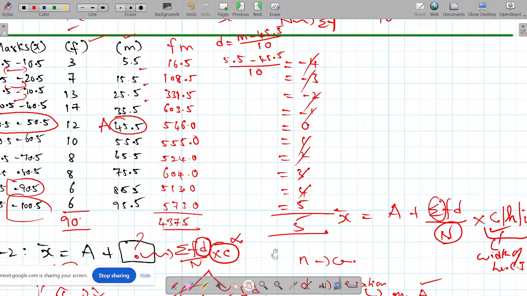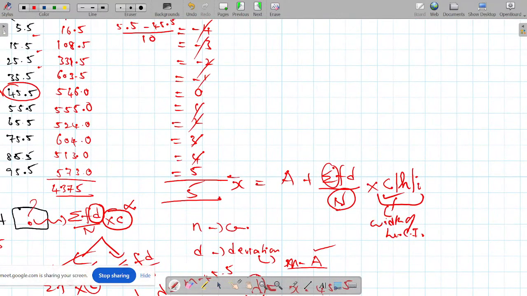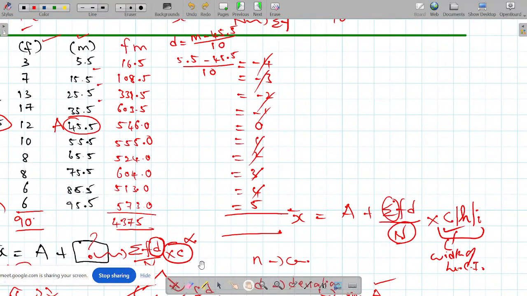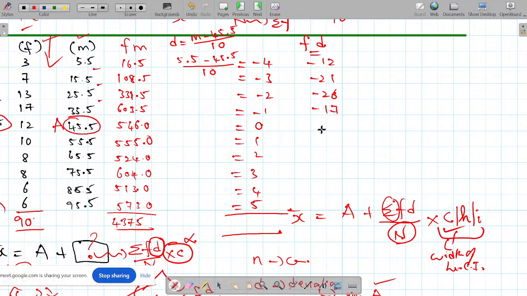Please apply the formula. Oh, sorry, I had to multiply. Sorry, thanks for correcting. Okay, I have found D alone, right? I need to find F into D. What's the value? F is here. This is minus 12, minus 21, minus 26. So, minus 17, 0, 10, 16, 24. Then I think 24 again and 30.